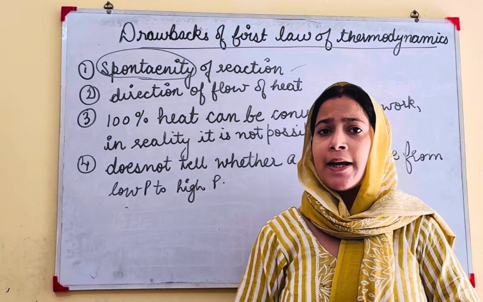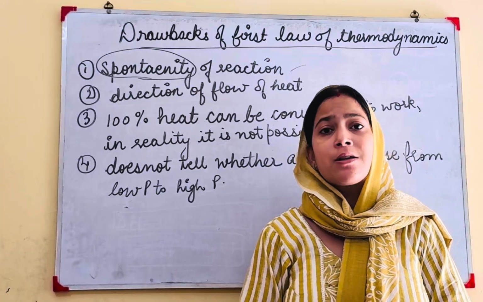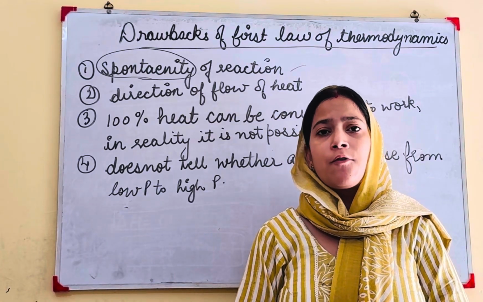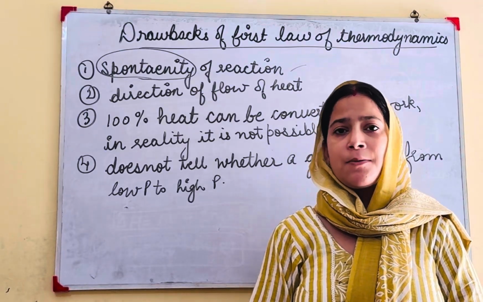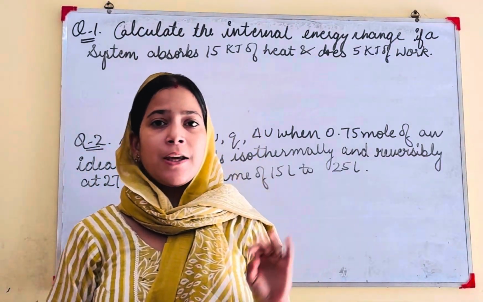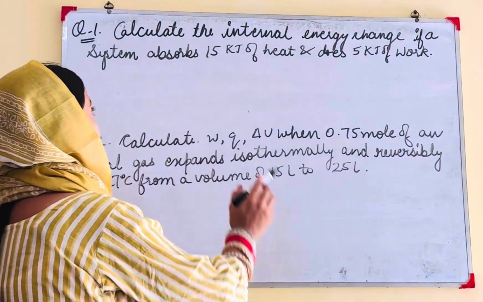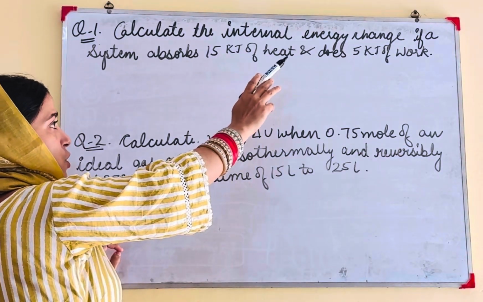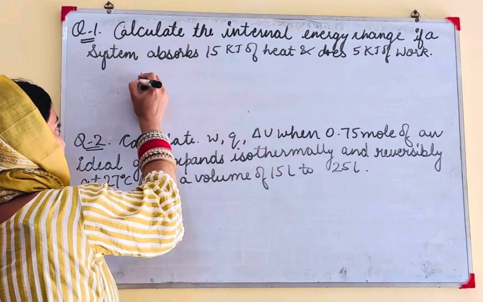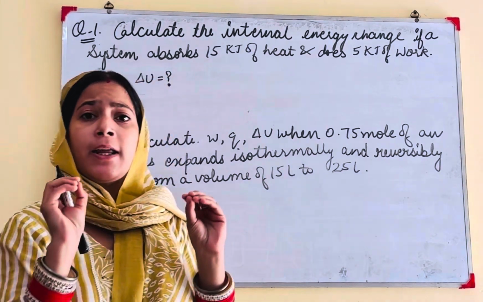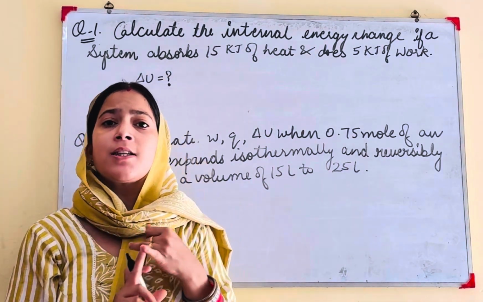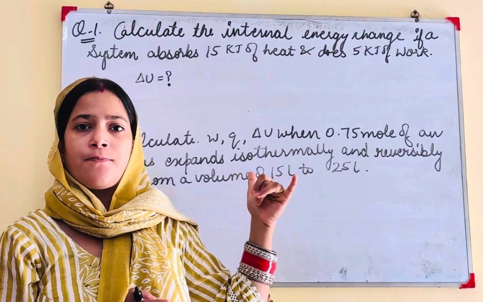Before starting the second law of thermodynamics, first we will do some numericals related to the first law of thermodynamics, heat capacity and enthalpy. Let's begin. Now let's begin with the first numerical. Calculate the internal energy change, delta U. Before starting any numerical, the first thing is to write the given things.